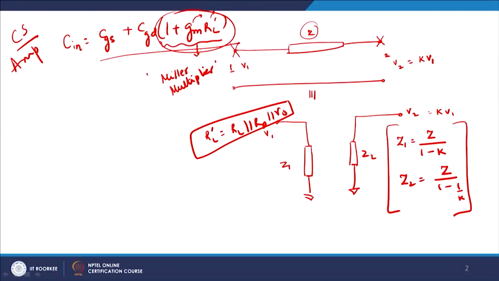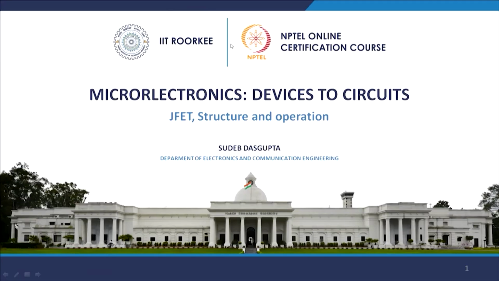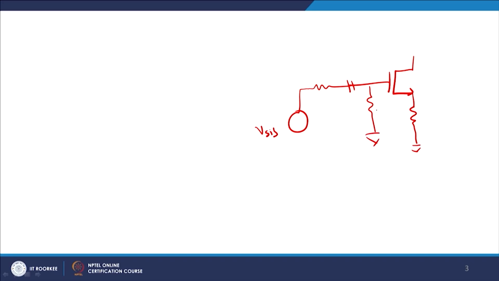Now, we have also seen the source degeneration resistance concept. If I have a common gate, that means I have a capacitance here and I am driven by V sig, and I also have a resistance here, this is your Rg, and you have Rd here, and then a capacitor here and then you have RL here, and this is your V out and this is your VDD, let me say grounding it.